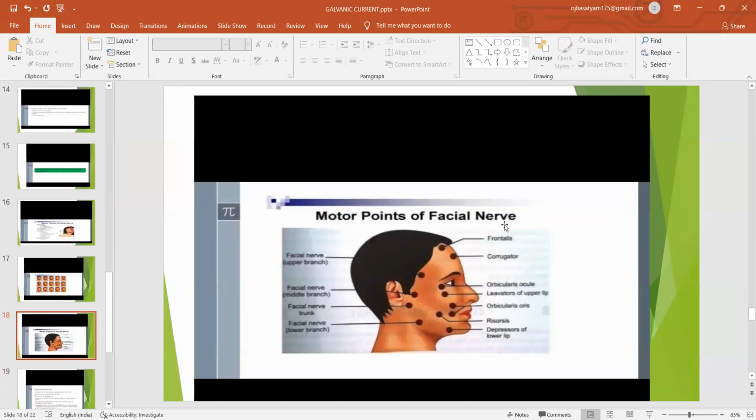Motor points of the facial nerve. This is the frontalis, orbicularis oculi, orbicularis oris. This is the lower lip. This is the facial nerve trunk. This is the facial nerve lower branch. This is the facial nerve middle branch. Facial nerve upper branch.